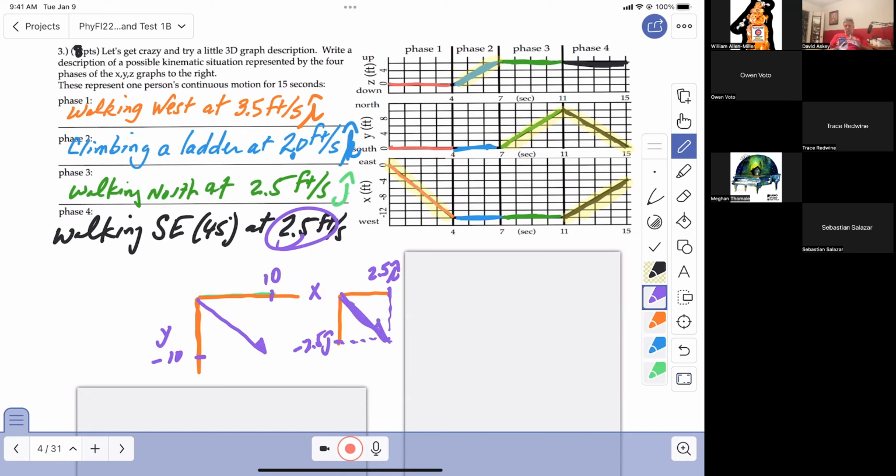Yeah. Okay. So you guys are seeing the mistake I made. So 2.5 squared plus 2.5 squared equals, and then square root that. Yeah, 3.5. You're right. So that's 3.5 feet per second. So that is wrong. Didn't catch that last year.